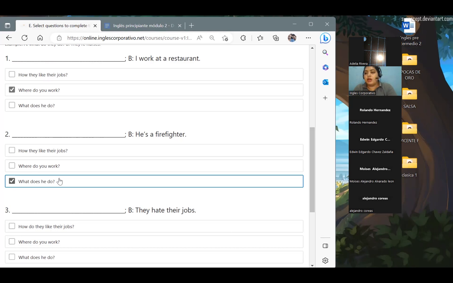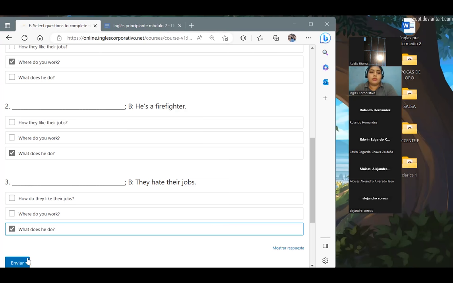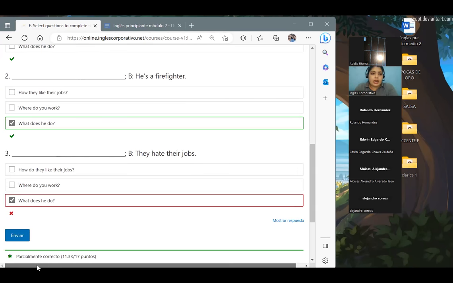I have here on the chat one question. What does he do? Vamos a irnos con esa. Si alguien tiene una opción diferente, puede escribirla, porque acá tenemos una mala. That is the number three. So if someone has another option, can you give that option, please?